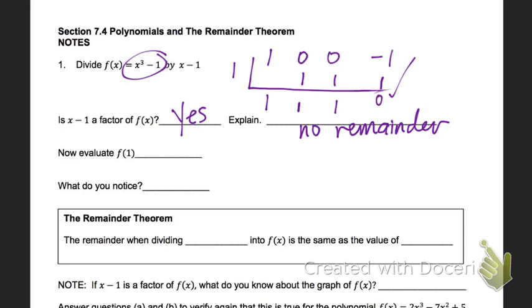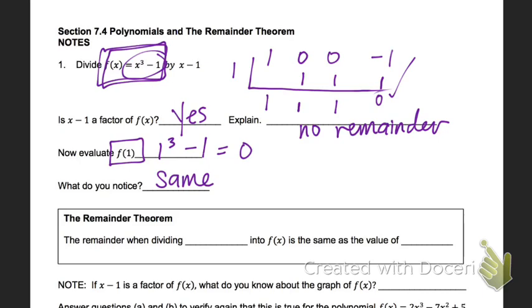Great use of that line. I know. I just used a little too much space. So now evaluate f of 1. So what does that mean? You plug in 1 for x. I plug in 1 for x, and this is my f of x right here. So when I plug in 1 for x, I get 1 cubed minus 1, which equals what? 0. So what do you notice? It's the same. They're the same.